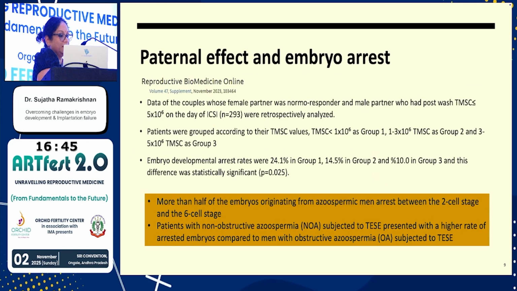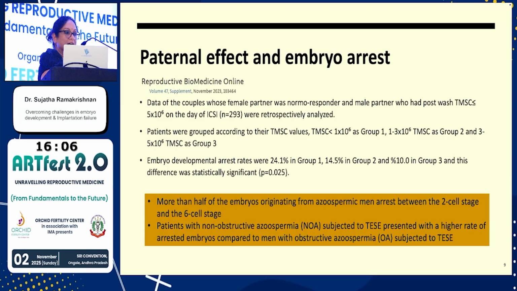Now, what about the paternal effect? Definitely that also has an impact. This was a study where they looked at 3 groups of patients with a total motile sperm count less than 1 million, between 1 and 3, and then between 3 and 5 million. And they found that the embryo developmental arrest was 24% in group 1, where it is less than 1 million, and it is comparatively lesser in group 3, which is more than 5 million total motile sperm count, and this difference was found to be statistically significant.